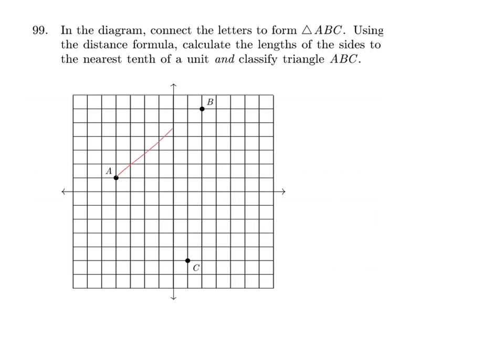A triangle ABC. Using the distance formula, calculate the lengths of the sides to the nearest tenth of a unit and classify the triangle. Okay, gotta do a little work here. The distance formula is x1 minus x2 squared plus y1 minus y2 squared.